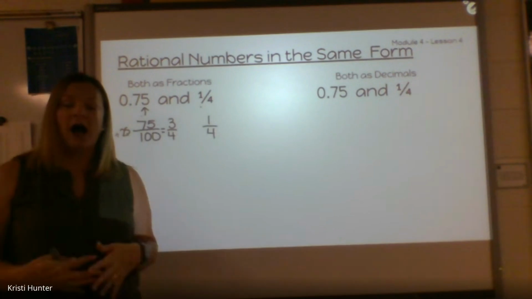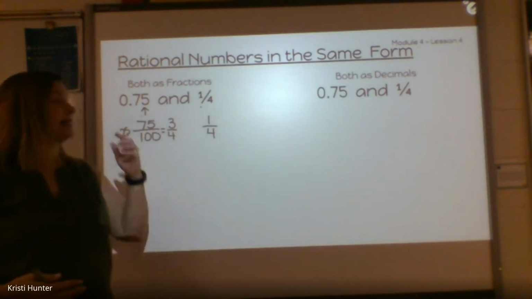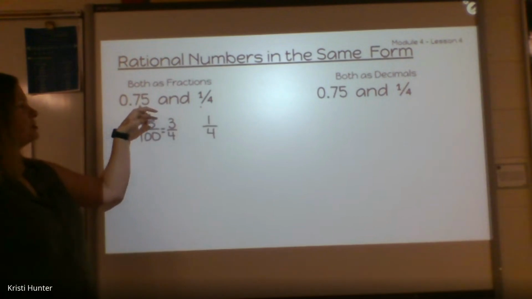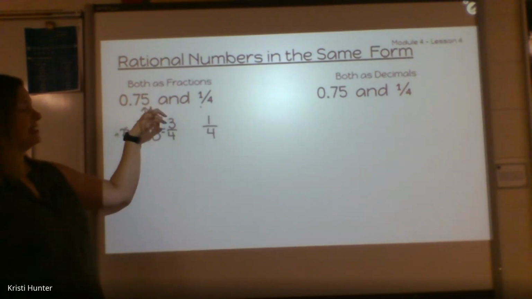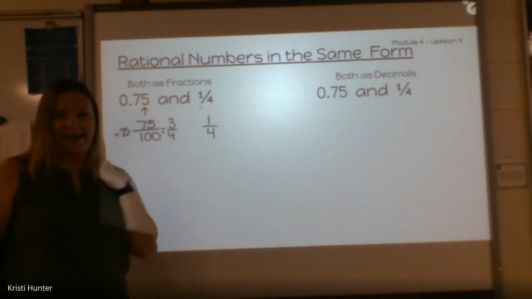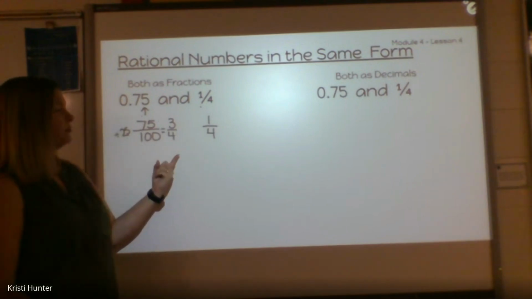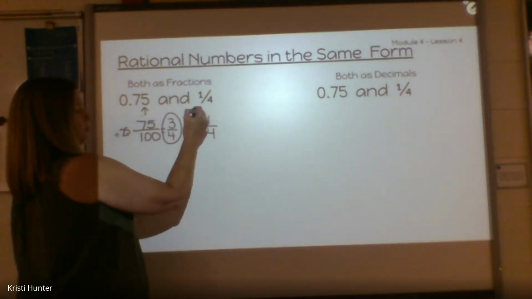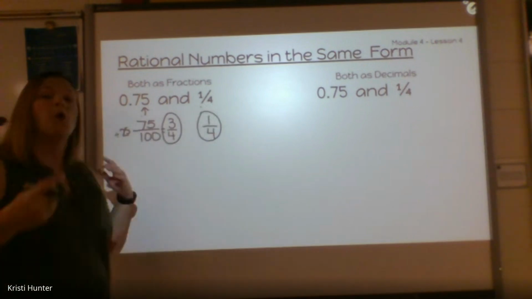These are going to be common fractions that you're going to want to think of with your quarters, because if you're thinking 75 cents, you need 3 out of your 4 quarters. Okay? So here they both are as fraction form. 3/4, 1/4.